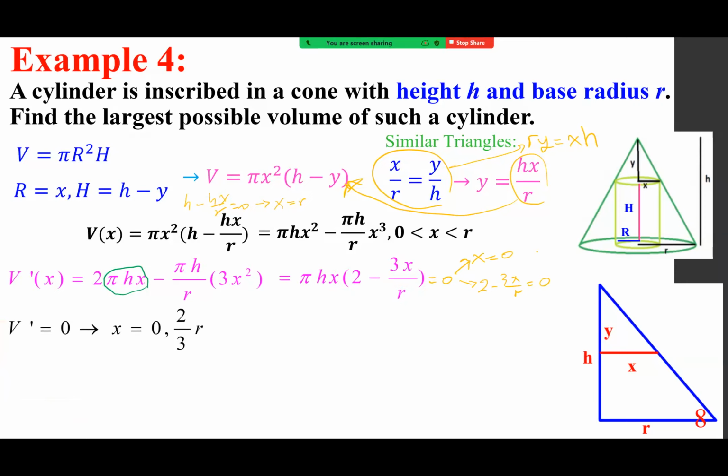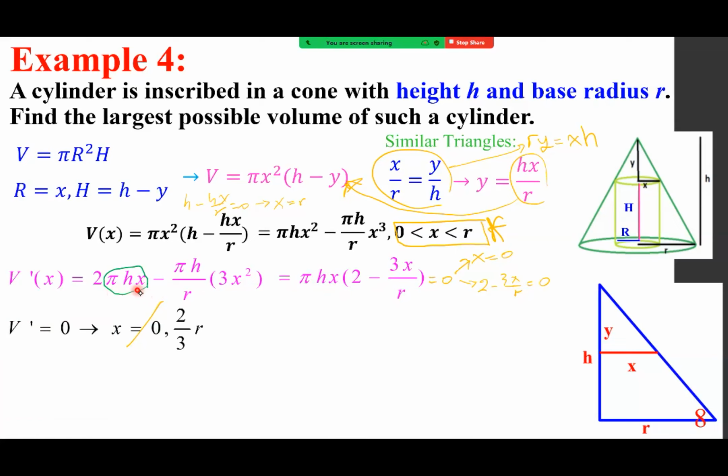And going back to this, it obviously can't be 0. So the only possible answer is 2/3 r. So now we are going to do the first or the second derivative test. So v prime is given. You can go here or here. It's probably easier to differentiate here because it's 2 pi h.